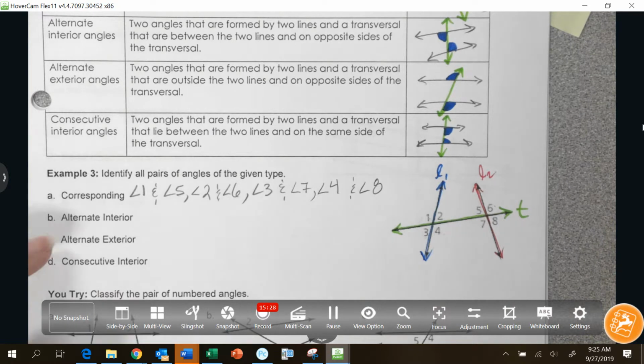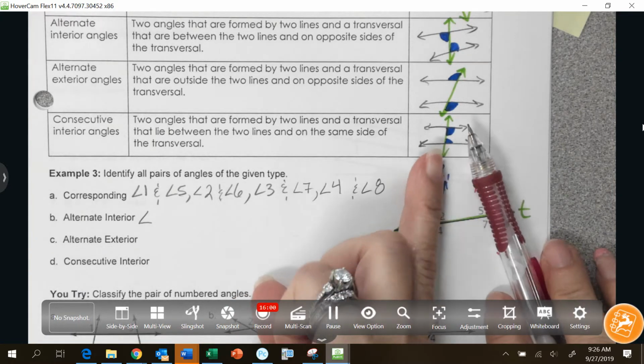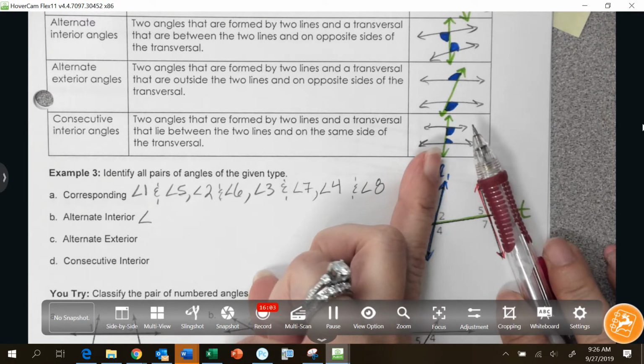Next is alternate interior. Alternate interior. Tiffany, can you give me one interior angle? Alternate. Just give me one interior angle. Any interior angle. Angle 3. That is exterior. So interior has to be on the inside between the two lines. So I've covered up the exteriors now. Out of these 4 angles, pick one of them for me, dear.